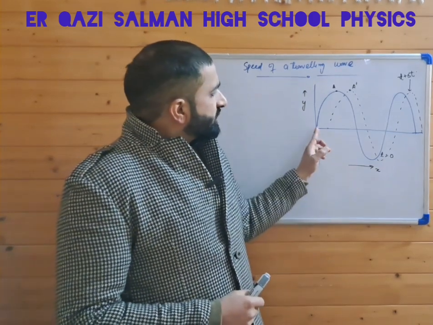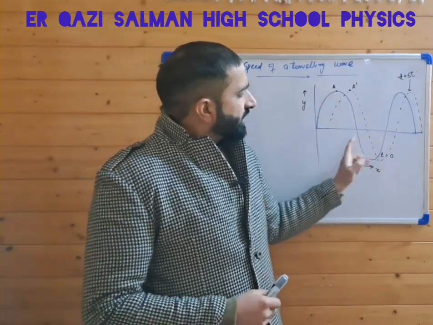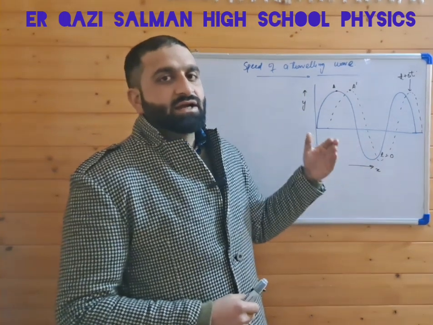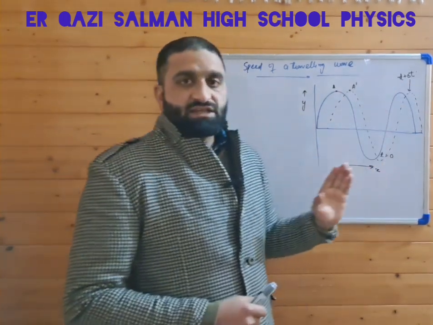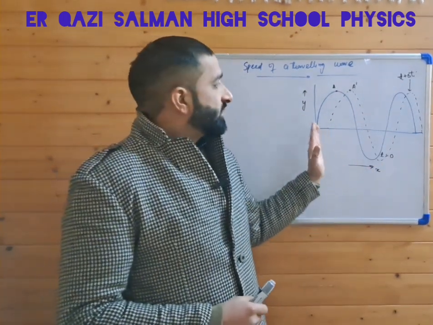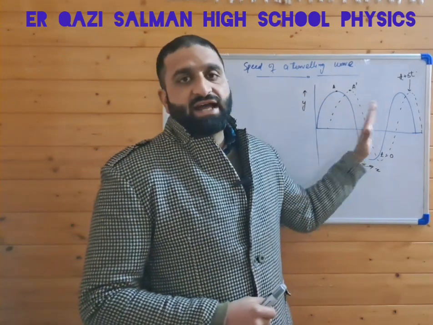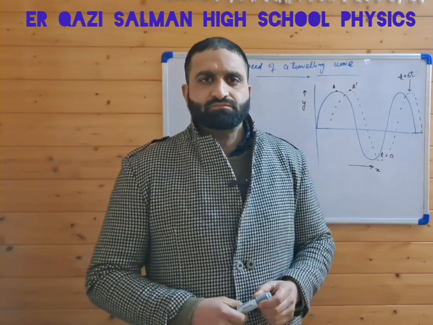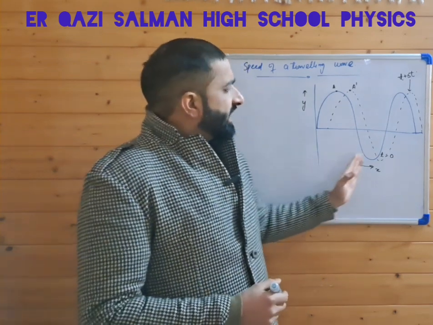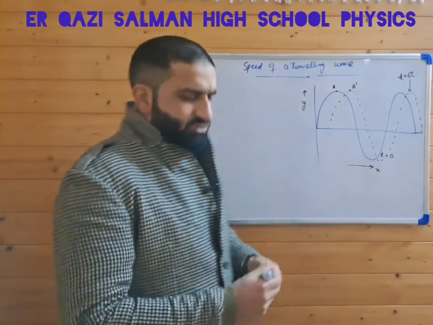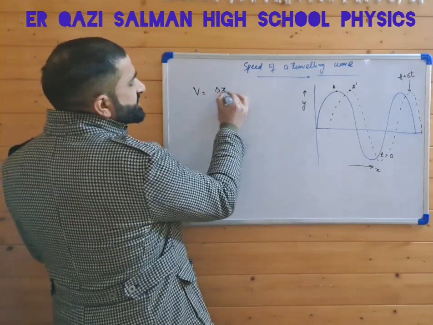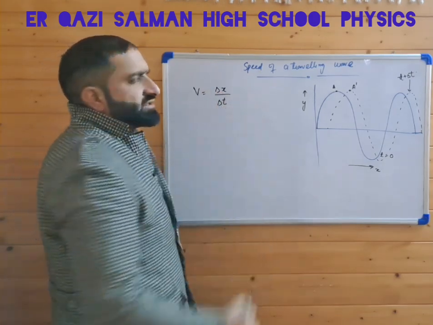Let at t equal to 0, the shape of the waveform be shown by the solid line, and at a later time t plus delta t, the shape of the traveling wave is shifted towards the x side, as this wave is traveling in the positive x direction. So the value of x changes with time, so the velocity in the x direction is equal to change in x divided by change in t.